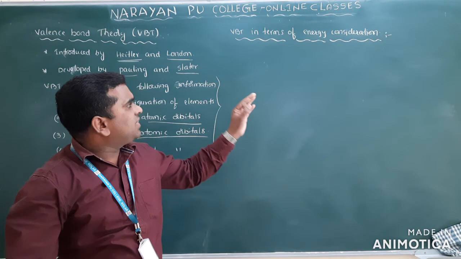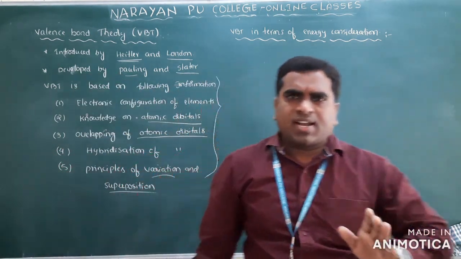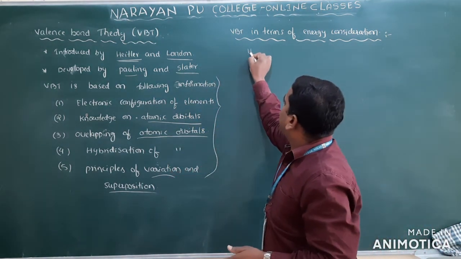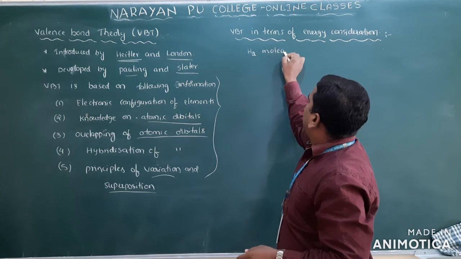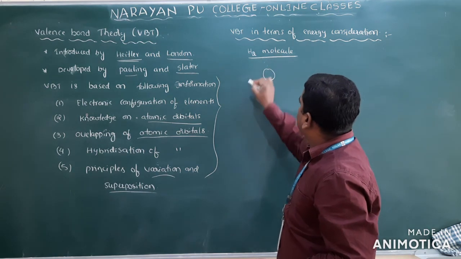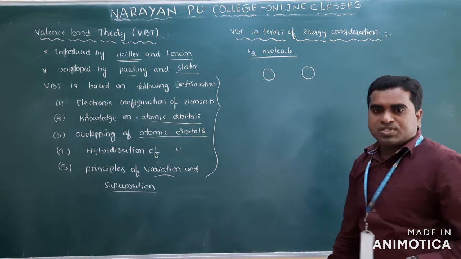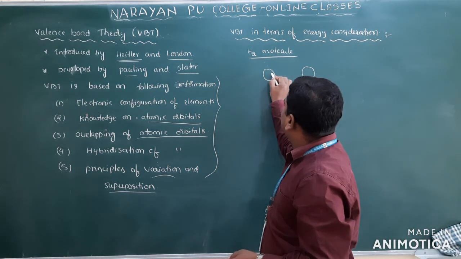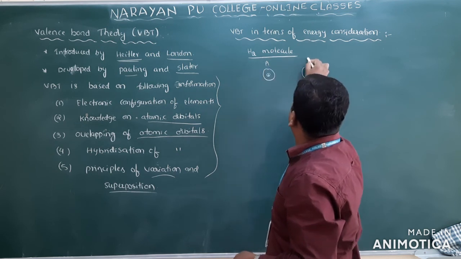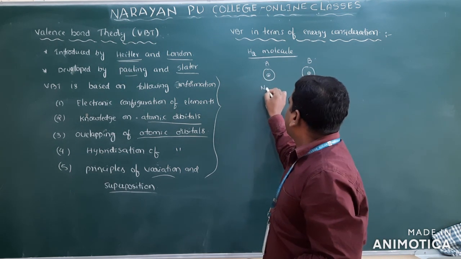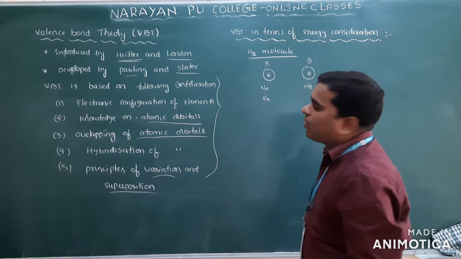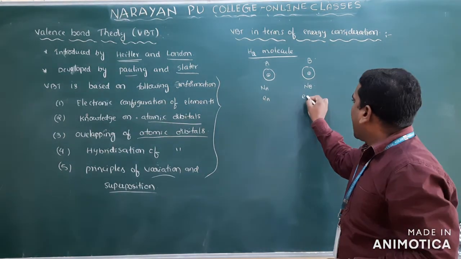And to explain this, I will take a simple example, the hydrogen molecule. So how will it be formed? There will be one hydrogen atom and another hydrogen atom. This is hydrogen atom A and this is hydrogen atom B. The nucleus of hydrogen atom A is Na and the nucleus of hydrogen atom B is Nb. Hydrogen has one electron, so Ea and Eb.